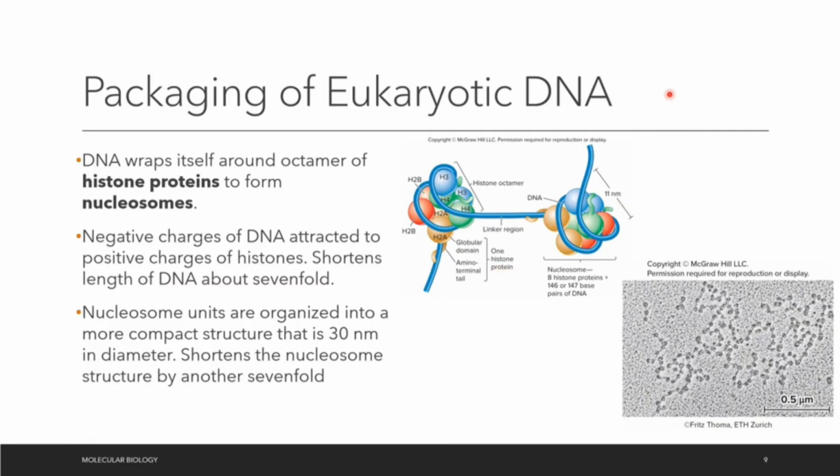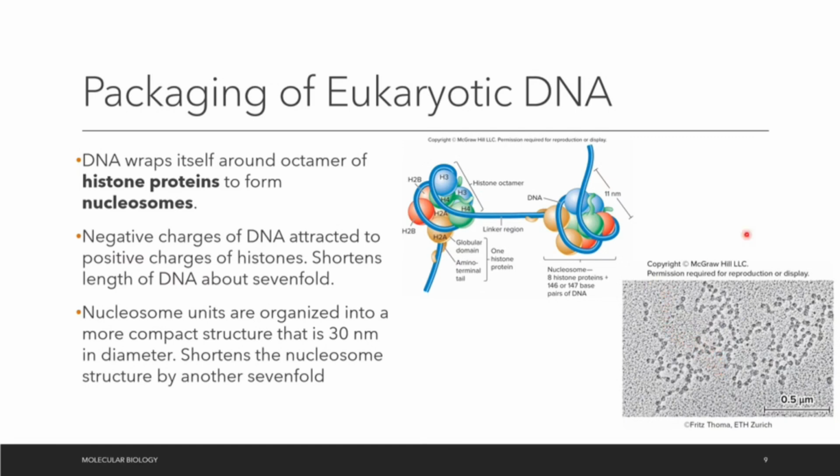Now, as the DNA goes on to form a lot of nucleosomes along the DNA, you have a structure that's very similar to beads on a string. Okay, so as you can see in this picture, there are a lot of nucleosomes along this string of DNA. So this is really like a pearl necklace or something. Okay, so this is what we call the beads on a string structure.